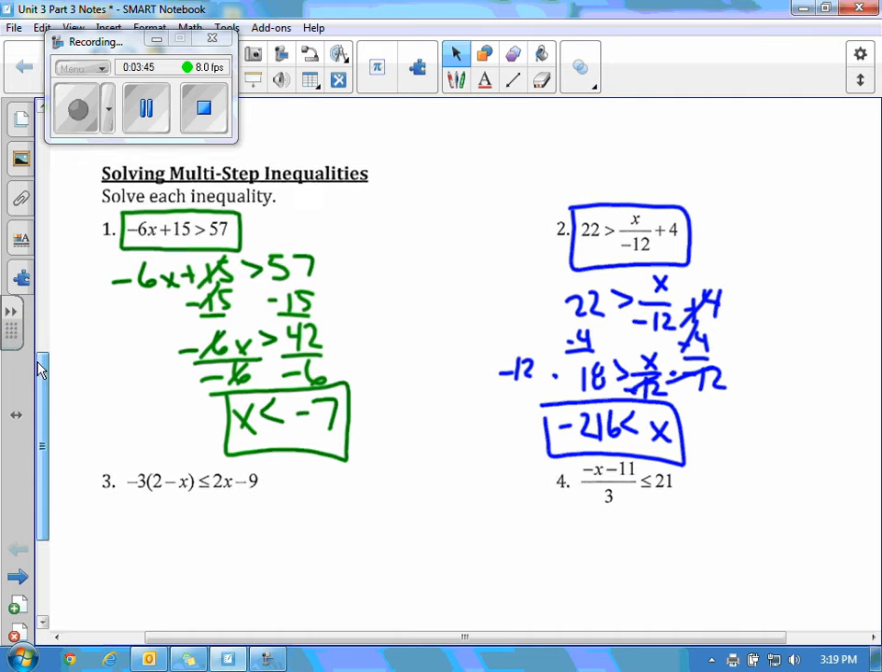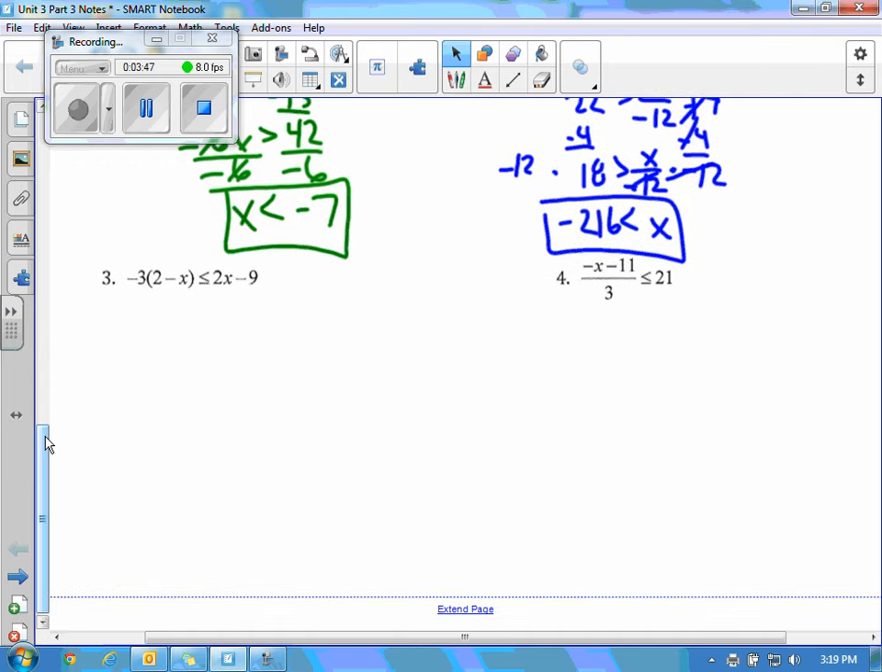Coming down to number 3. Okay, a little bit more work to do on this one.